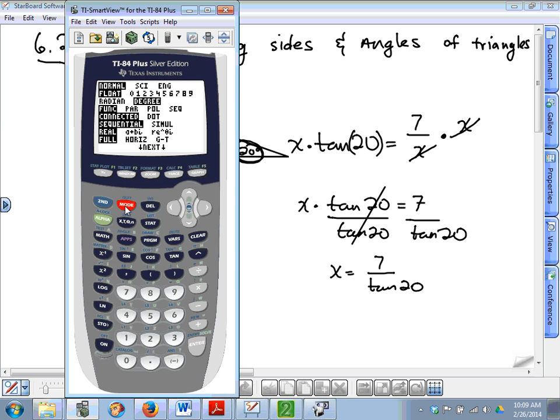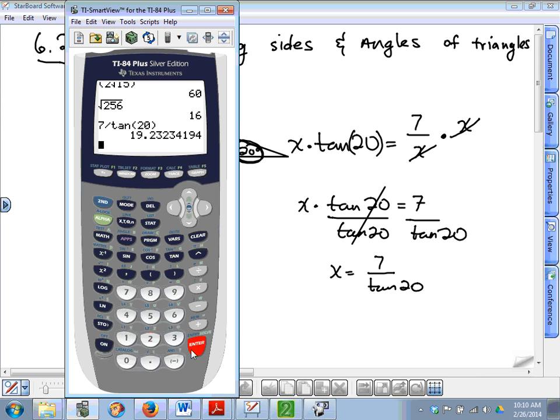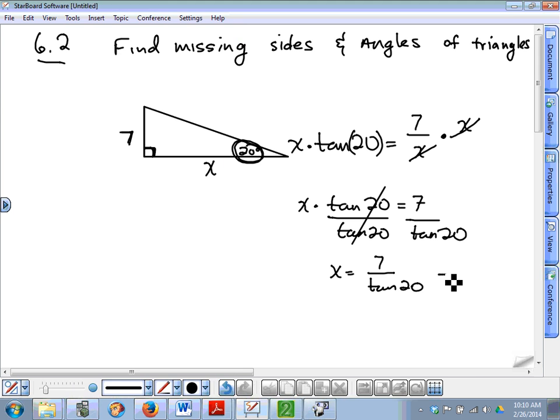Hit the mode button. The third option down says either radian or degree. We should be in degree mode because we're talking about 20 degrees. It's an angle measure. My degree is highlighted. If your radian is highlighted, you're going to get the wrong answer. So make sure degree is highlighted. If you're not sure how to change the mode on your calculator, I can come and take a look. But if it's in the wrong mode, your answer's going to be wrong, and I'm going to have to mark all your answers wrong. Okay? It's in degree mode, so now it's 7 divided by tangent 20. Hit enter. So that missing side length is approximately 19.2.